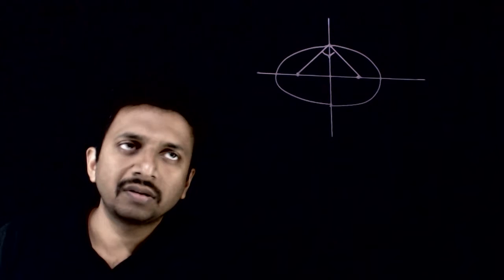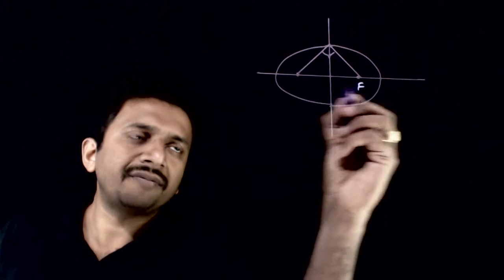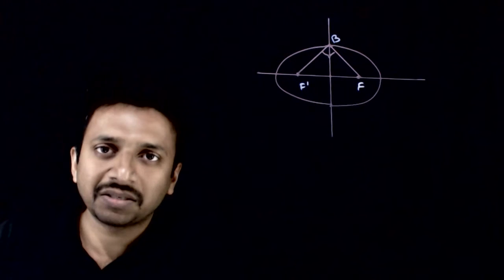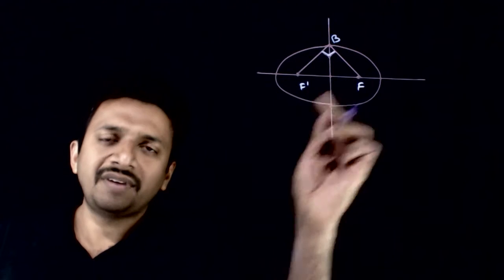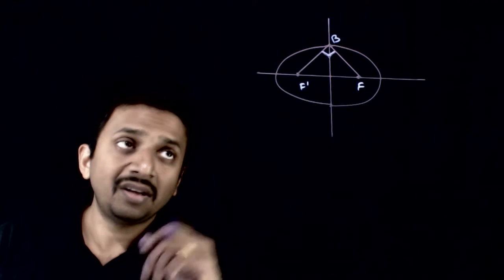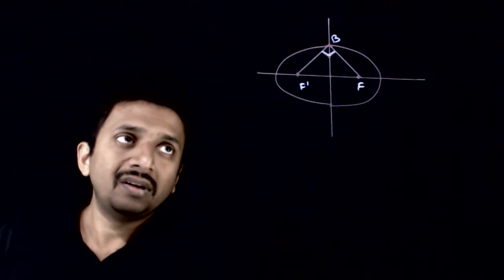So welcome students. In this question you're given an ellipse where F and F dash are foci and B is one end of the minor axis. Given that in this ellipse the angle FBF dash is equal to 90 degrees, what is the eccentricity of this ellipse?